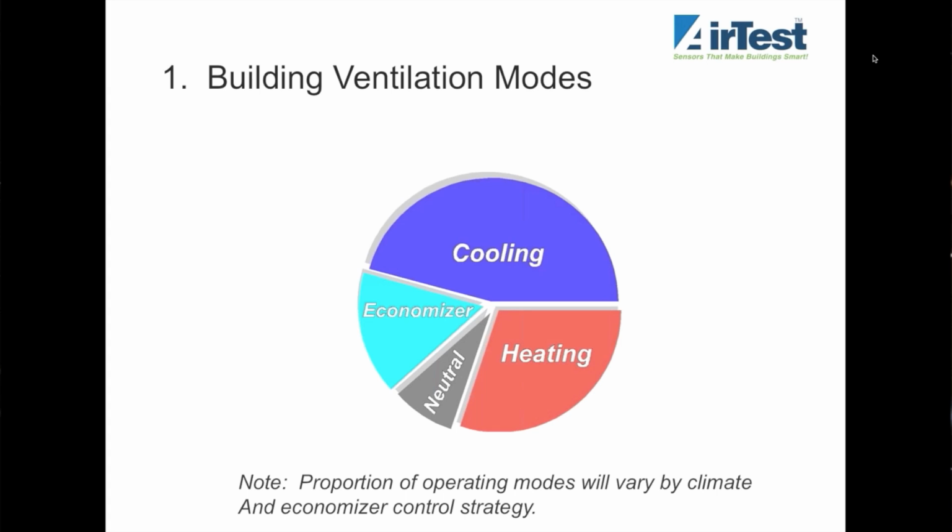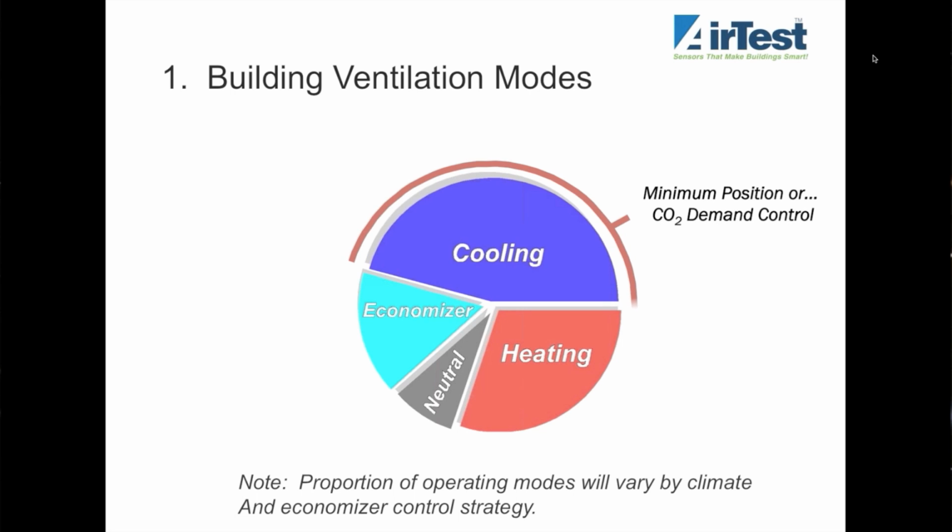So here we go. One of the reasons we're combining both of these things into one presentation is because here we have a circle that shows the different time periods where we might have cooling, heating, where a fresh air economizer might be operating, and where the building is neutral and needs no heating or cooling. This may change somewhat depending upon what climate you're in, but basically there are two operating modes of ventilation. One is a period of time where you're providing the minimum design ventilation to the building, or activating CO2 demand control ventilation.